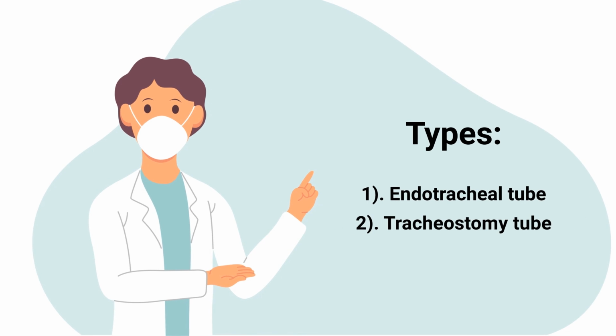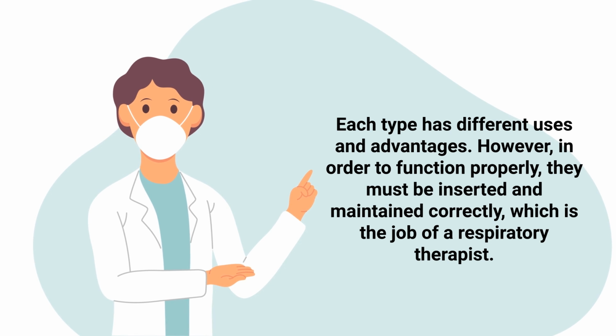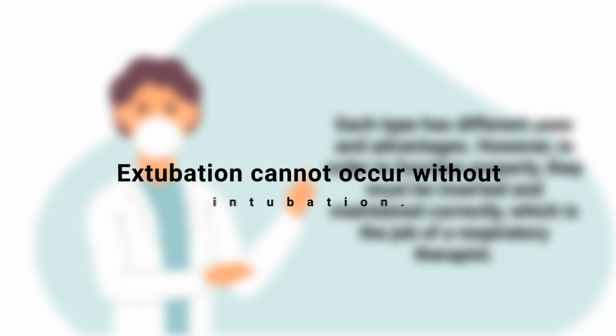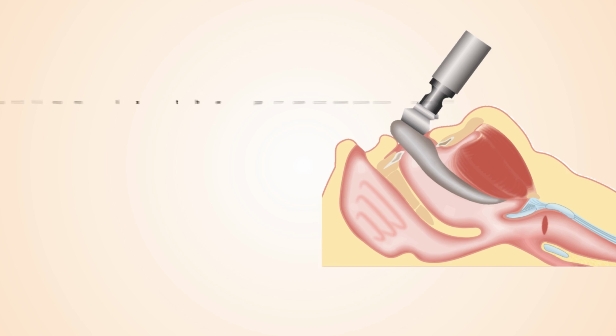There are two primary types of artificial airways that can be used for intubation: endotracheal tubes and tracheostomy tubes. Each type has different uses and advantages. However, in order to function properly, they must be inserted and maintained correctly, which is the job of the respiratory therapist. But with that all said, extubation cannot occur without intubation happening first.